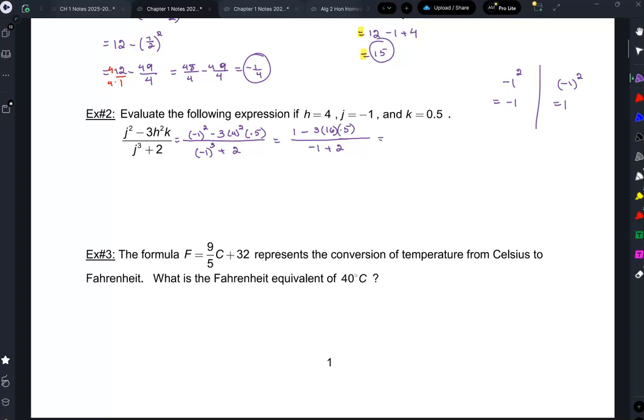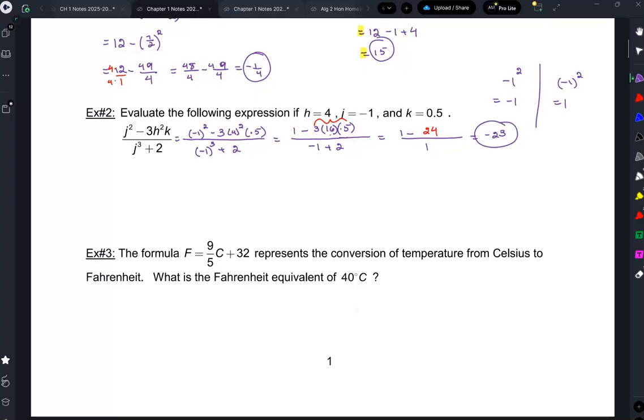So this is 1 minus, keep the fraction bar, all this together, right? 16 times 0.5 is 8, times 3 is 24, over 1, so this is -23. Okay.